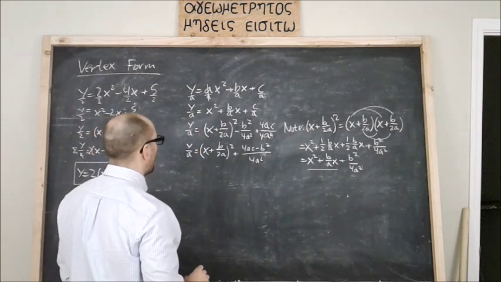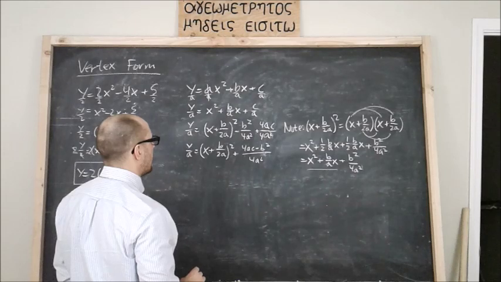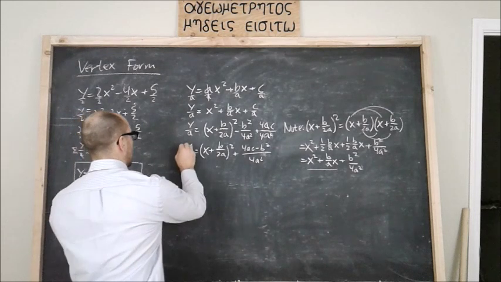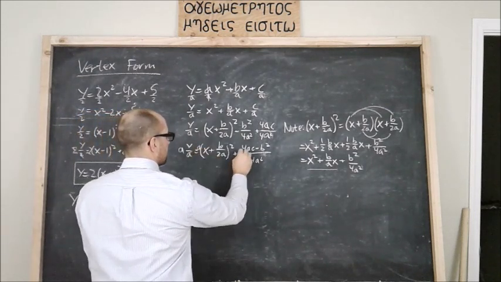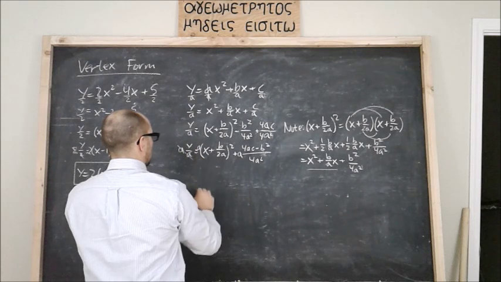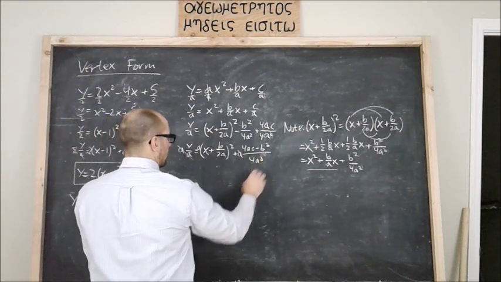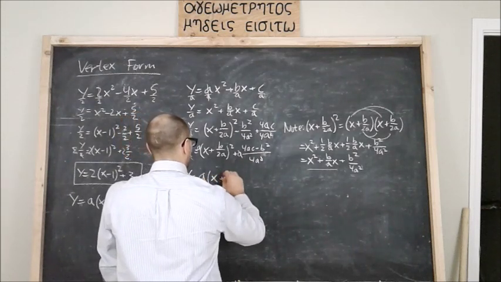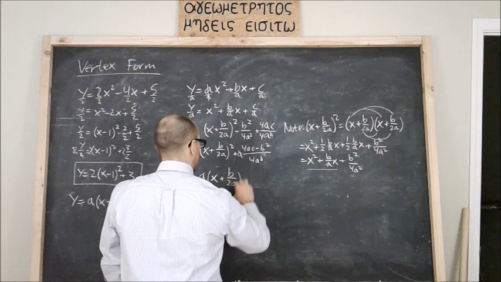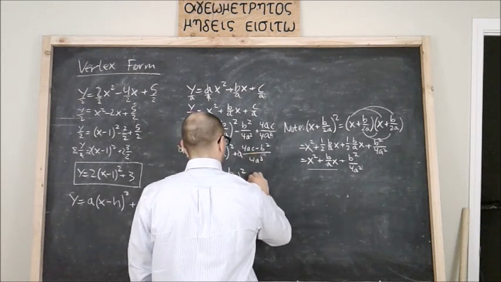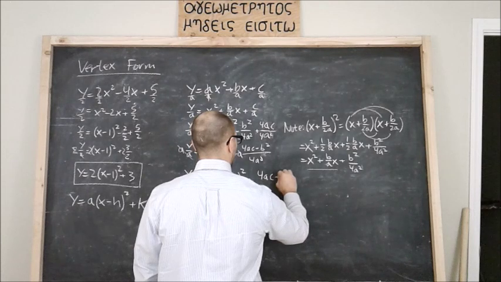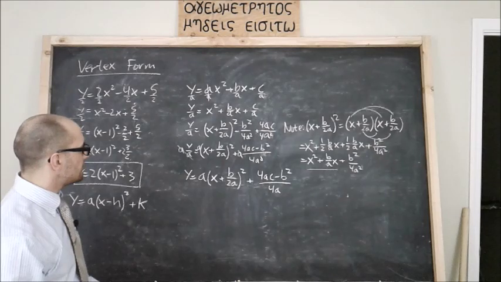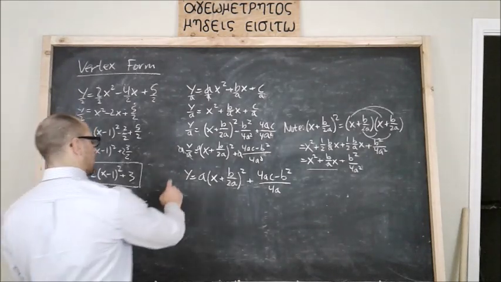Okay, now, are we done yet? No. We have y over a, so I need to multiply this times a, this term times a, and this term. A and a are going to cancel. A and one of the a's is going to cancel. Y equals a times x plus b over 2a squared plus 4ac minus b squared over 4a. All right, so that's great.